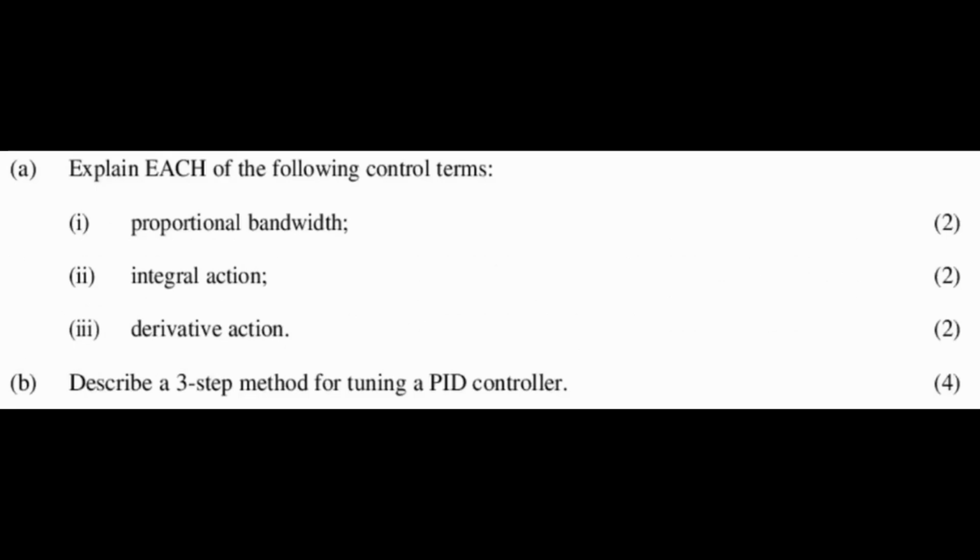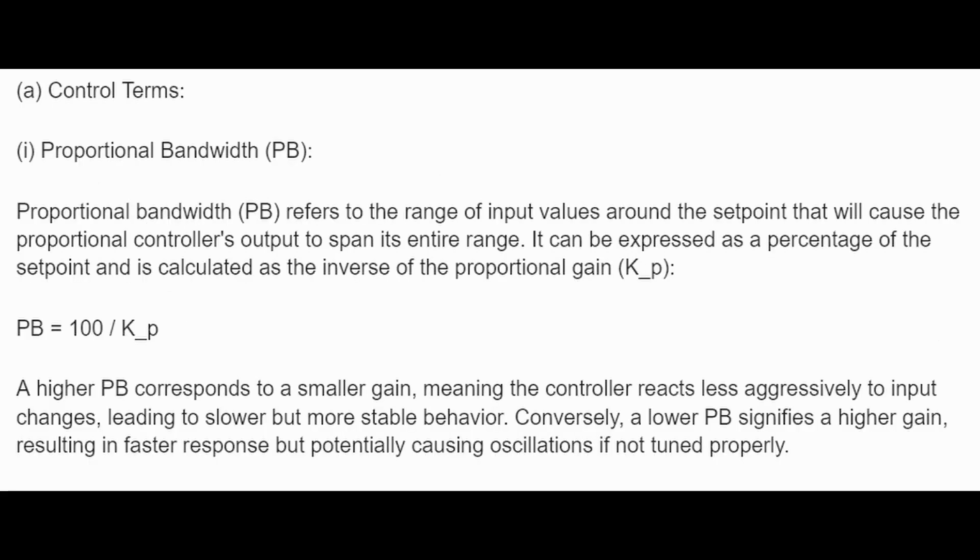A. Explain each of the following control terms. 1. Proportional bandwidth. 2. Integral action. 3. Derivative action. B. Describe a 3-step method for tuning a PID controller. A. Control terms. 1. Proportional bandwidth, PB.